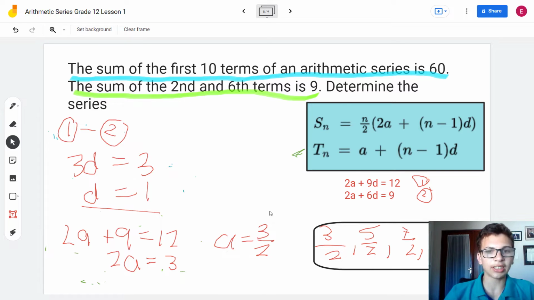So that's how we got it. We set up a simultaneous equation from the information we were given, then we solved it for a and d, our first term and our common difference, and then we get our answer.